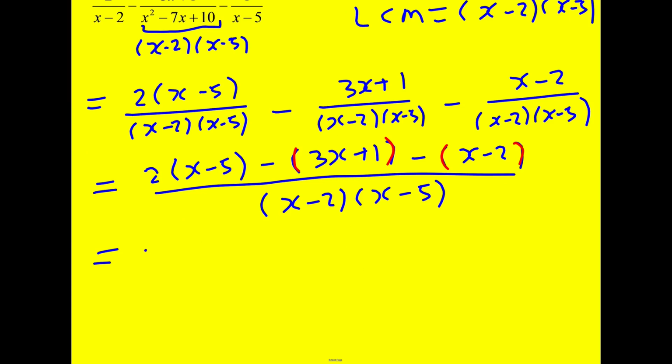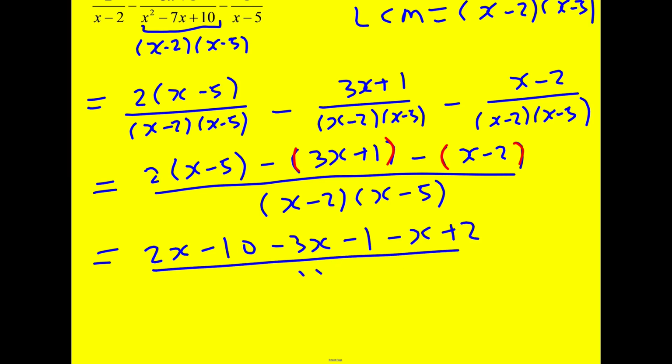Now we expand it out. We're going to get 2x minus 10 minus 3x minus 1 minus x plus 2, all over the same thing. I'm not going to write it all out again. Okay, what's going to happen now? We've got 2x, we've got minus 3x, we've got minus x. That's going to give us minus 2x. And I've got minus 10, minus 1, that's minus 11, plus 2 is going to be minus 9 over (x minus 2)(x minus 5).